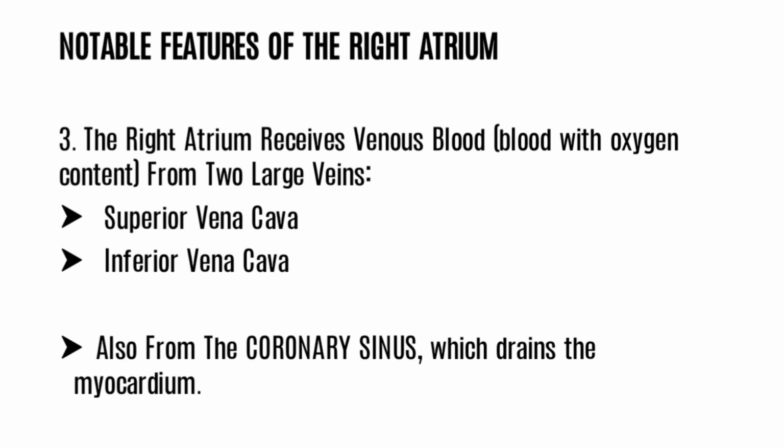The next feature we have to note is that the right atrium receives venous blood. Venous blood is blood that has no oxygen content, or has a very low oxygen content, or has an insignificant oxygen content. Now, the right atrium receives venous blood from two large veins in the body. The first one is the superior vena cava, and the second one is the inferior vena cava.